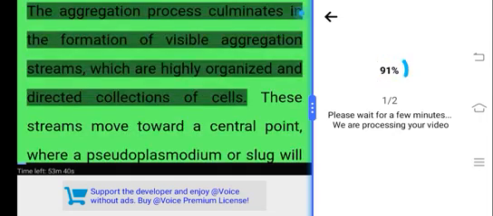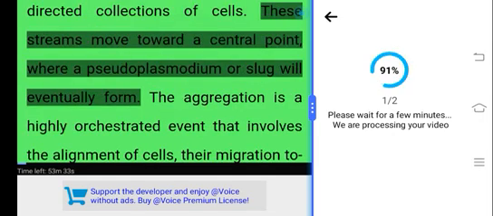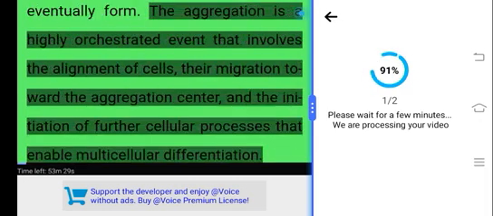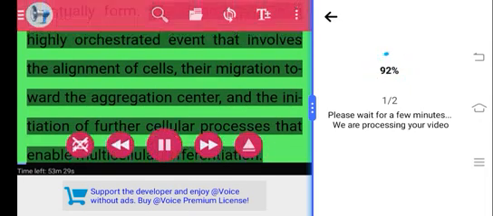Formation of the aggregation stream. The aggregation process culminates in the formation of visible aggregation streams, which are highly organized and directed collections of cells. These streams move toward a central point, where a pseudoplasmodium or slug will eventually form. The aggregation is a highly orchestrated event that involves the alignment of cells, their migration toward the aggregation center, and the initiation of further cellular processes that enable multicellular differentiation.